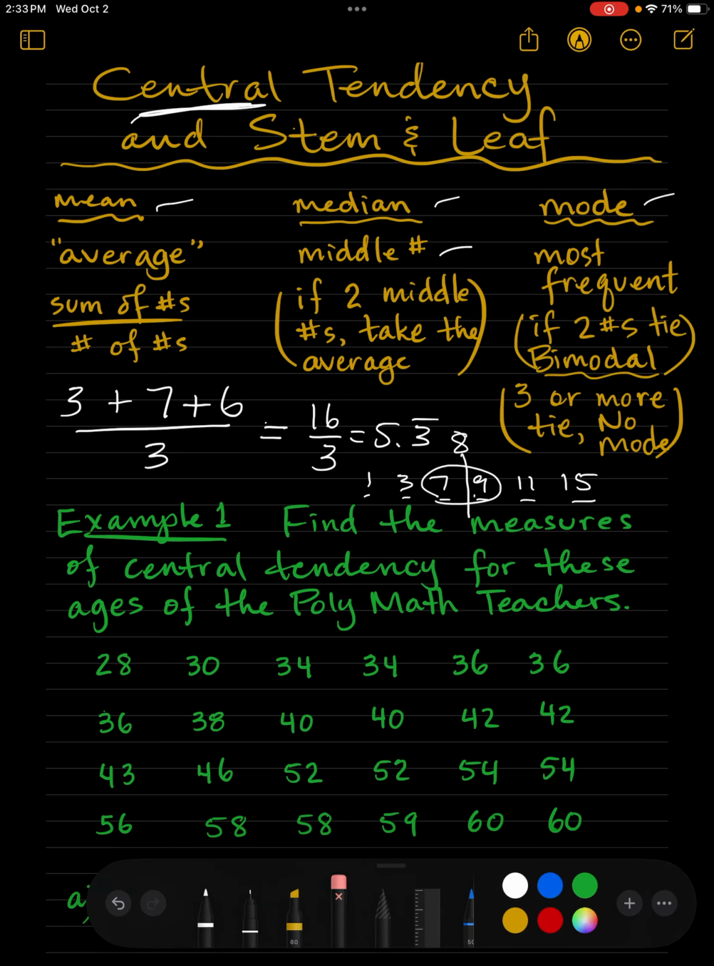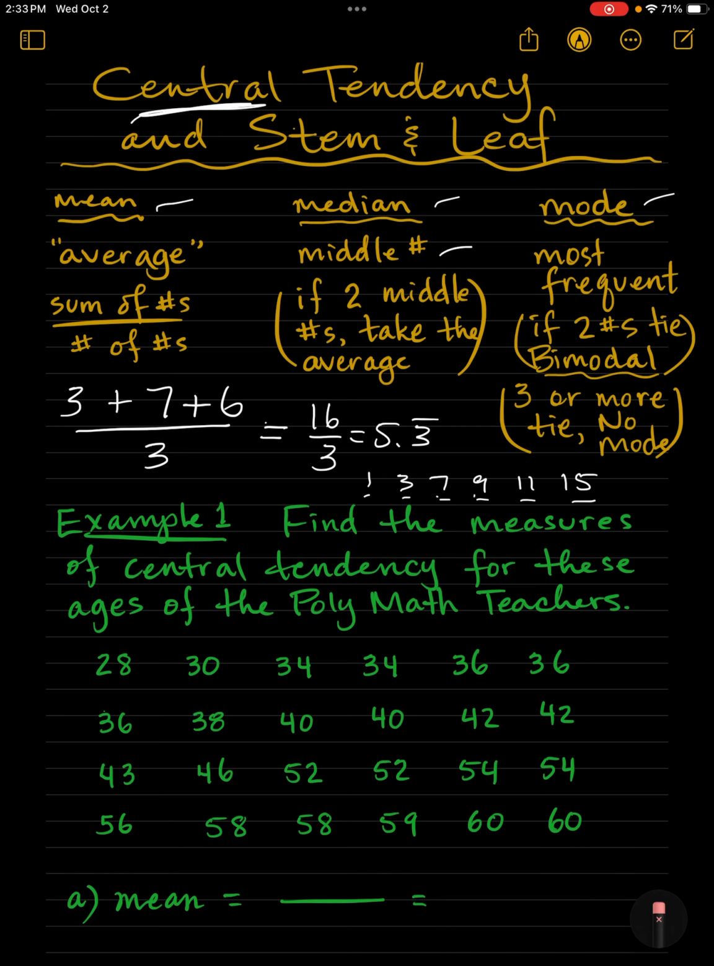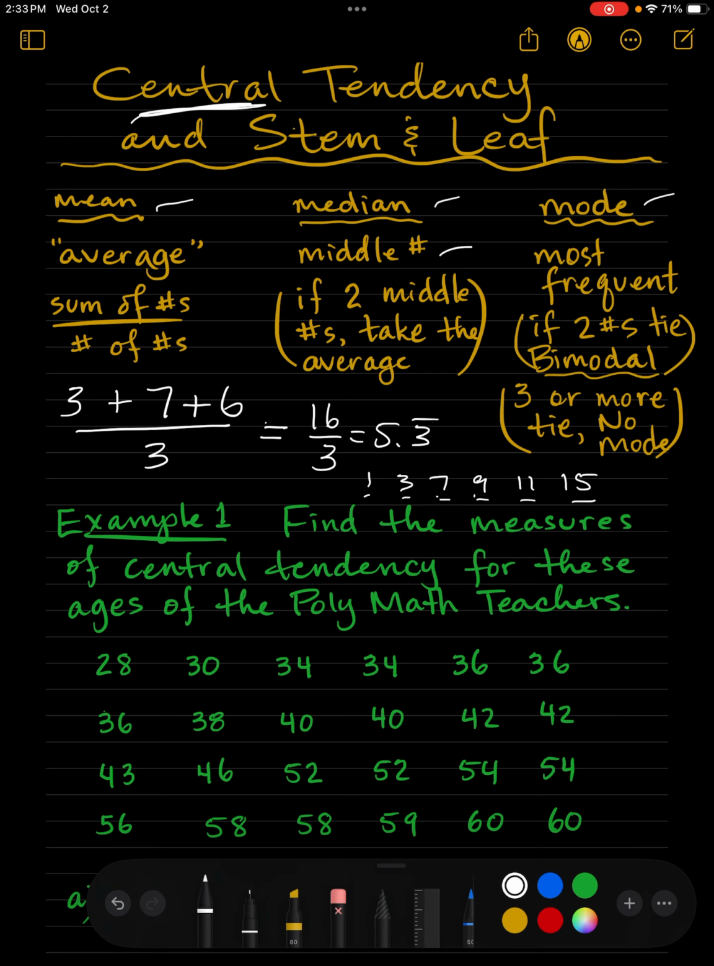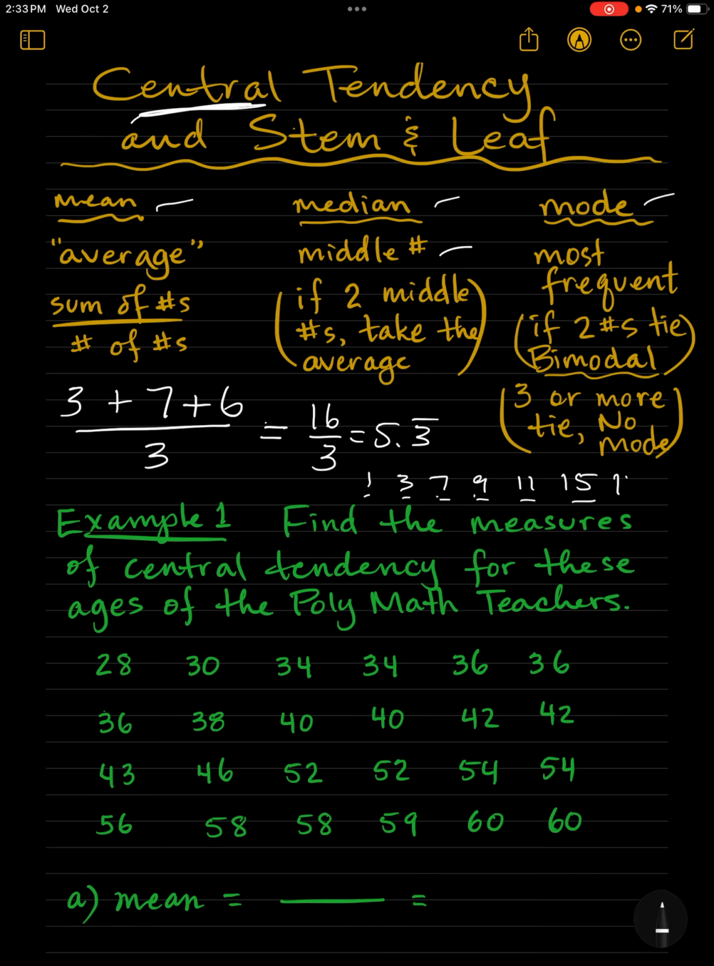But let's say we added another number on the list, and let's say we had 17 over here. 1, 2, 3, 4, 5, 6, 7 numbers, 3 on each half. 9 would be the median. Okay, that's how the median works.